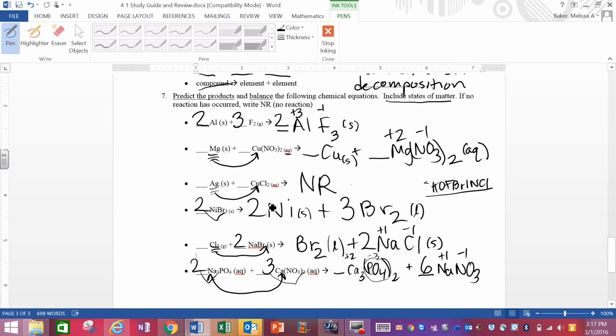So we're good. Last thing, we need to check our solubility table. Calcium phosphate, it says when you match those two up, not soluble. So that's going to get a little S. And sodium nitrate, it says it is soluble. So that gets an AQ. All right, hopefully that helps.